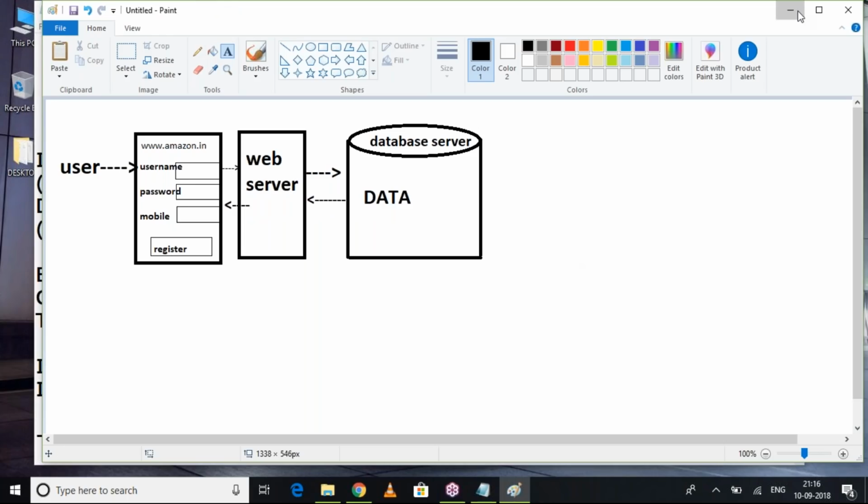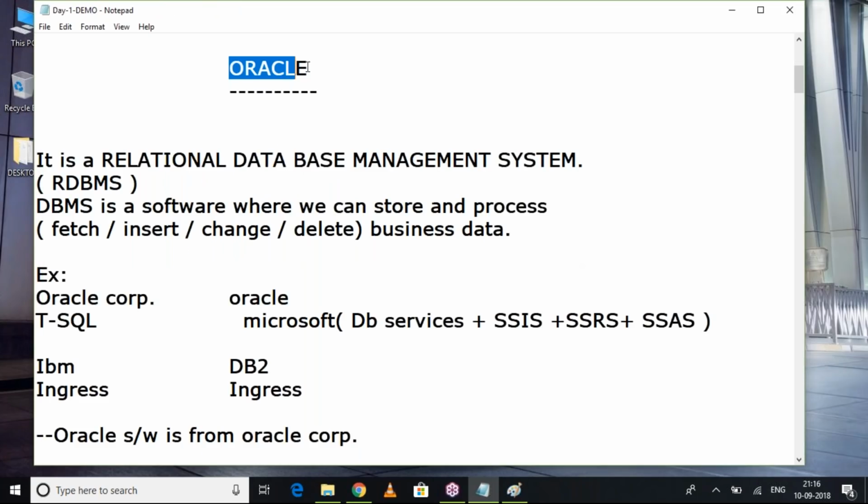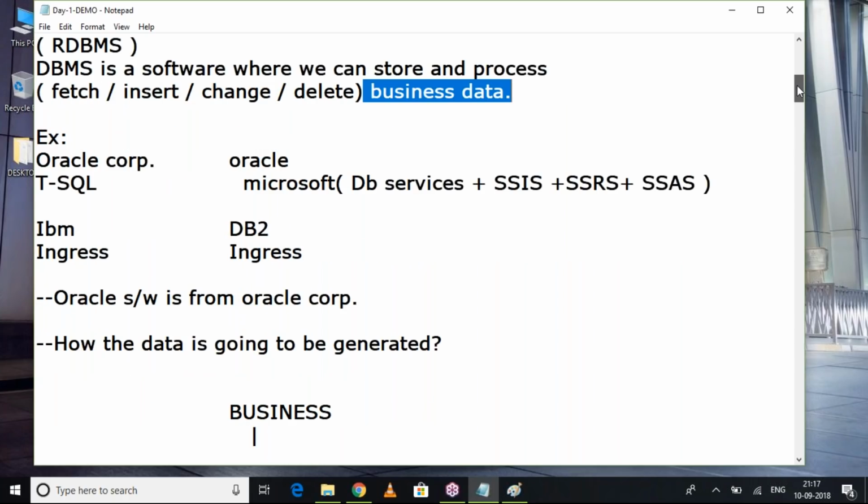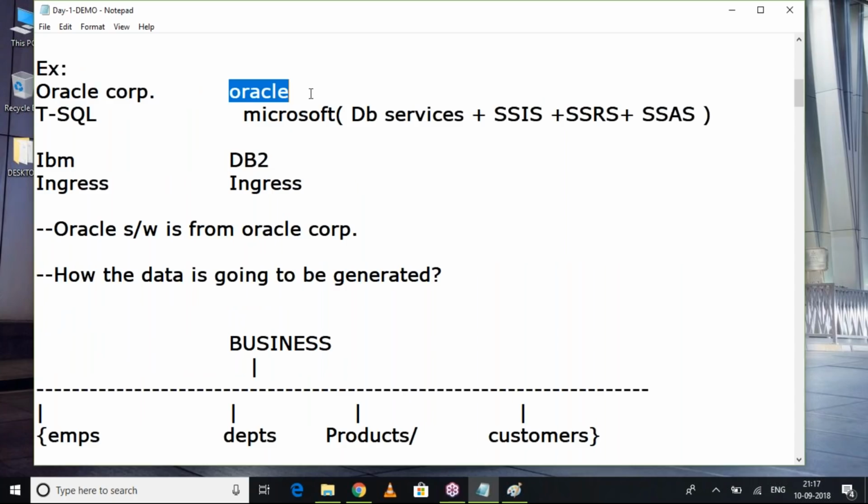Okay, let me minimize here. What is Oracle? Oracle is an RDBMS. What is the use of RDBMS? We can store business data at one place and we can process our business data by using any RDBMS. What are the examples of RDBMS? Oracle, SQL Server, DB2, Ingres, MySQL, Sybase, NoSQL. All these are called database RDBMS examples.